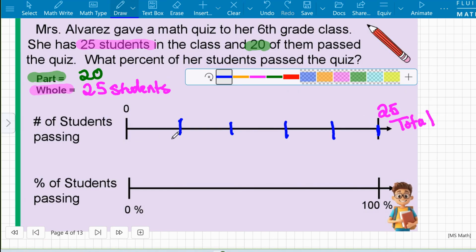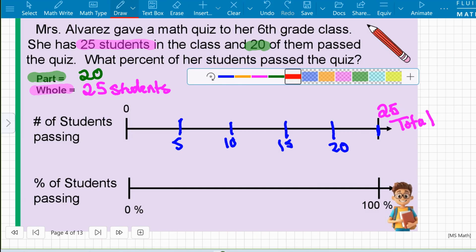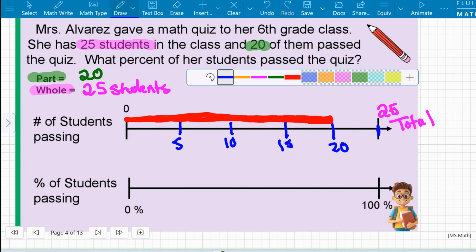And let's go ahead and label that. So we have 5 students, 10, 15, and 20. And what I'm looking for is this point right here. Before I do anything with the percent bar down below, I would like to think about what kind of number I'm looking for. So I know that this line is greater than half, because half would be around here, marked somewhere in there. So it's going to be greater than half.